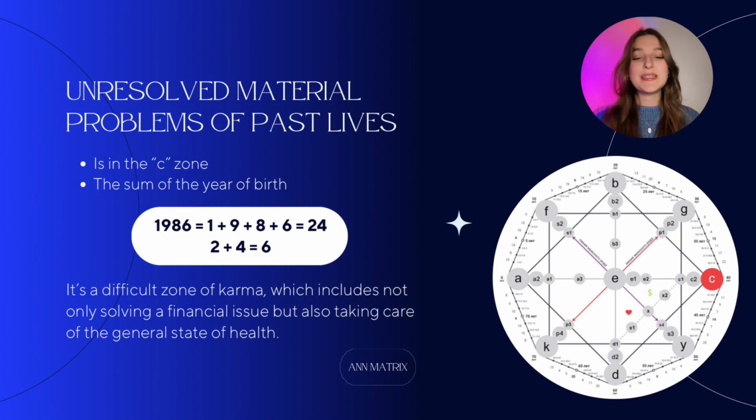The zone C is the sum of the year of birth. For example, the year of birth is 1986, and we sum up 1 plus 9 plus 8 plus 6 equals 24, and 24 is greater than 22, thus we sum up 2 digits, 2 and 4. It's 6. This zone is responsible for the unresolved material problems of the past lives. This is a rather difficult zone of karma, which includes not only solving financial issues, but also taking care of the general state of health.